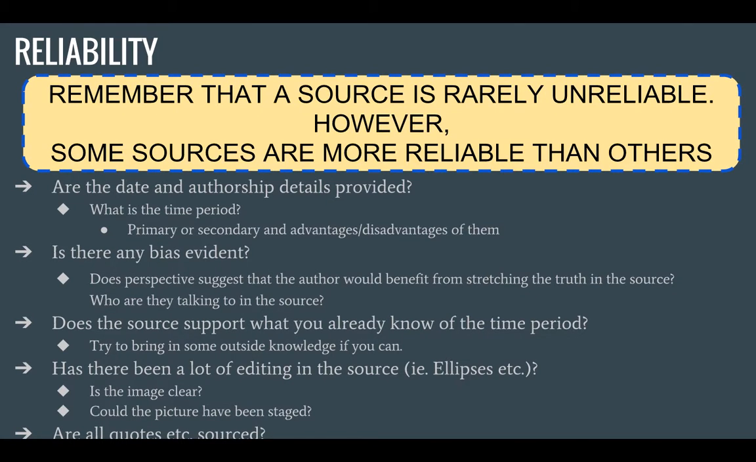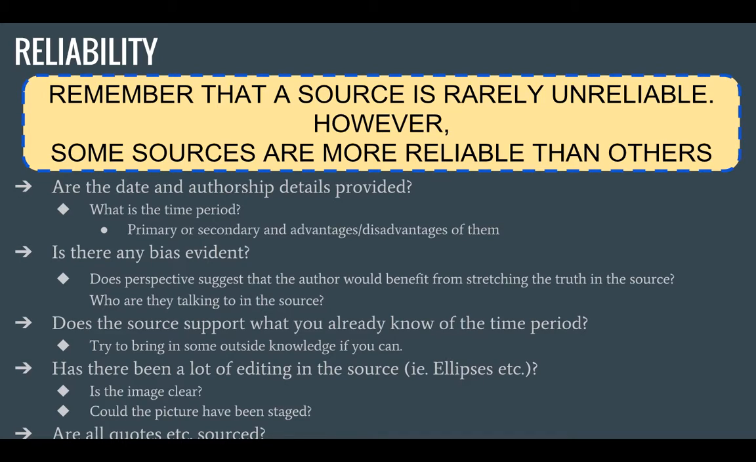So in regards to reliability, you should remember this. A source is rarely unreliable. However, some sources are more reliable than others. So here's some things to think about in regards to this part. Are the date and authorship details provided? What's the time period? Is it a primary or secondary source? And what are the advantages and disadvantages of these particular sources? Is there any bias evident? Bias isn't bad, but does it suggest that the author would benefit from stretching the truth in the source?